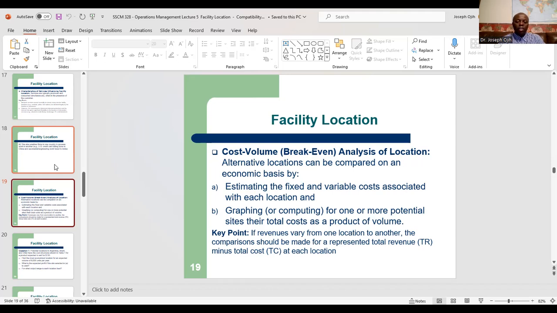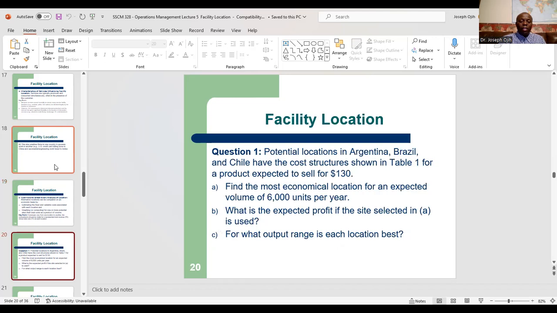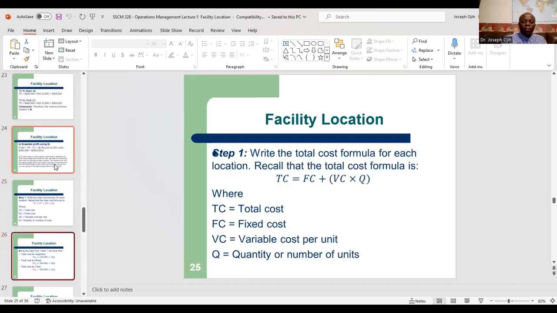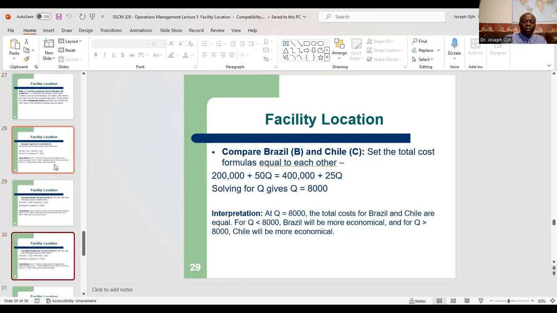Now, if revenues vary from one location to another, then the comparison should be made for a represented total revenue minus the total cost at each location. I did this example, question 1, in the class last Wednesday. I want to do a similar question here, which is this one. Let me take you to that one.